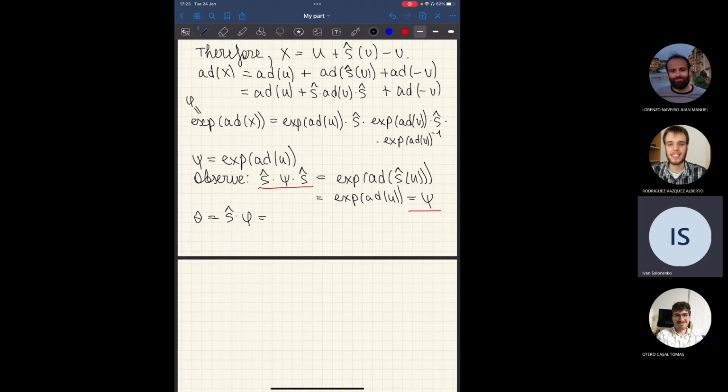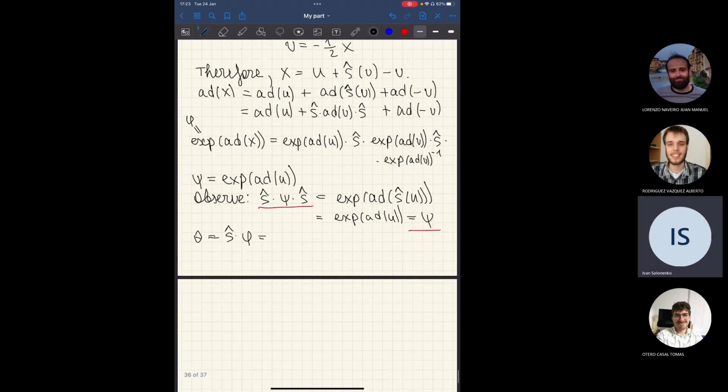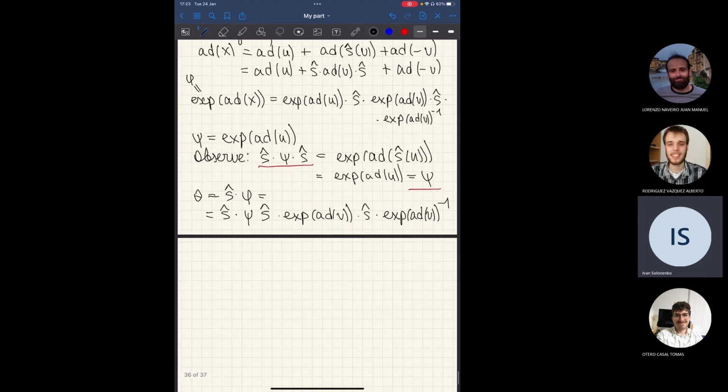So, and now we use the formula for phi. So this becomes s hat, and then we use psi. S hat psi, which is this guy, s hat, the exponential of ad v, s hat, the exponential of ad v inverse. Now, this is just psi.